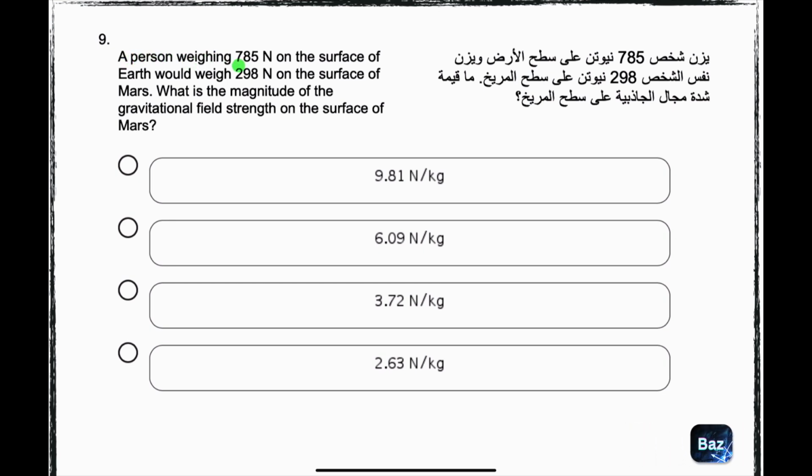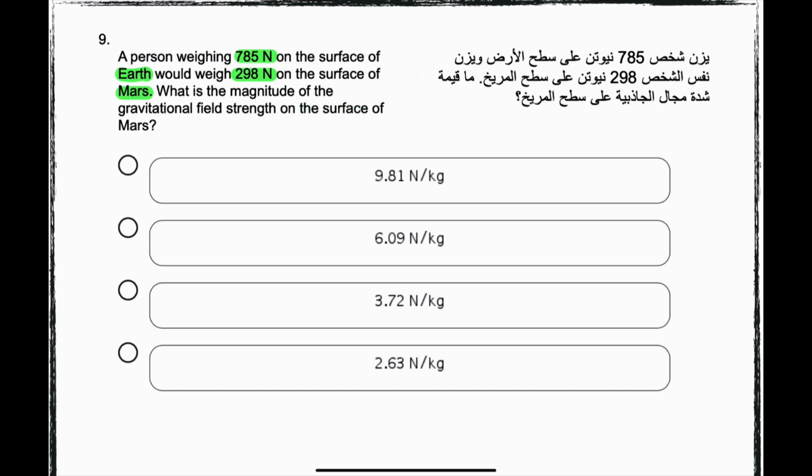Physics EMSAT question. A person weighing 785 newtons on the surface of Earth would weigh 298 newtons on the surface of Mars. What is the magnitude of the gravitational field strength on the surface of Mars?